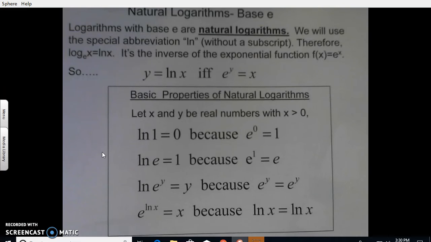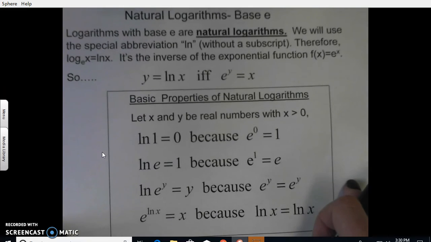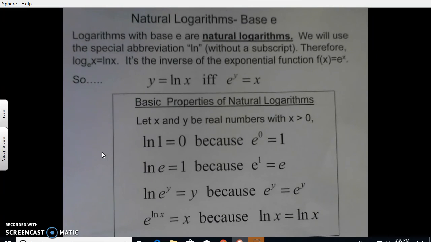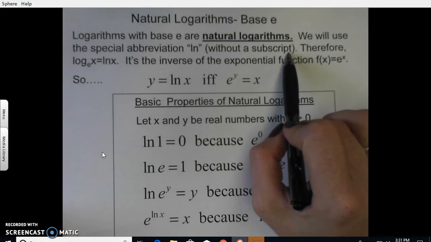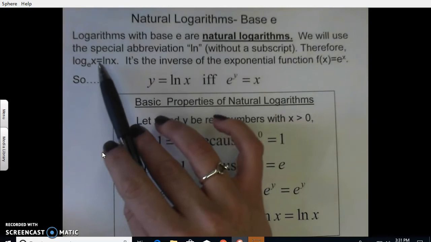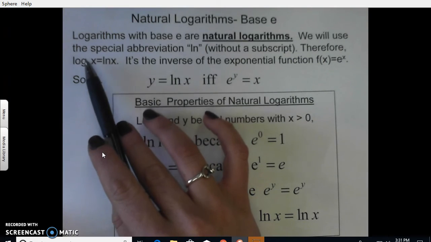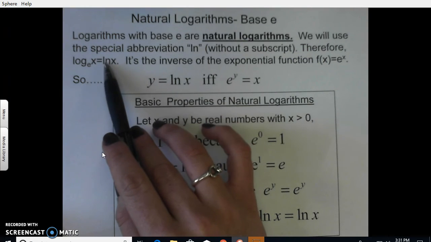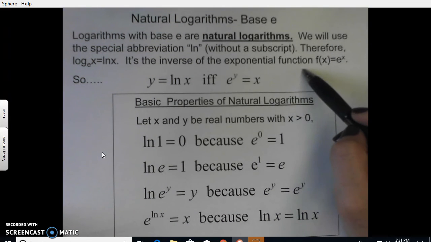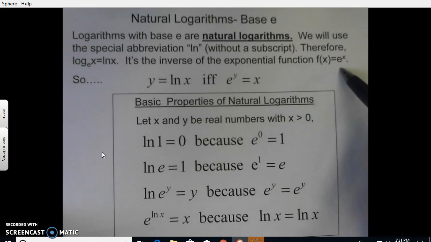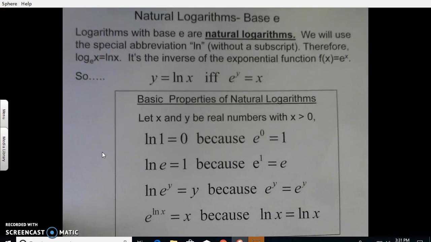And now we have natural logarithms, which is when we have a base of e. We will use the special abbreviation ln without a subscript, because our base will always be e. So instead of writing log base e of x, we're just going to write ln of x. And this is the inverse of the exponential function e to the x power.